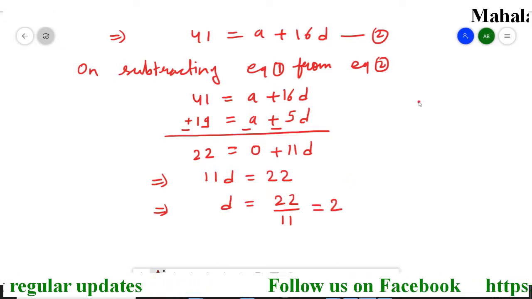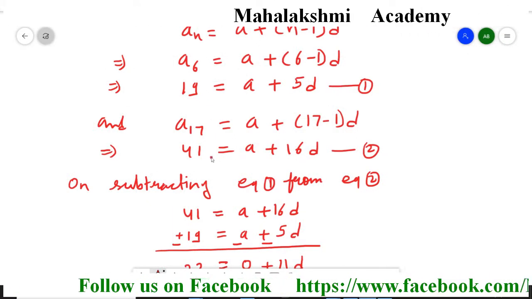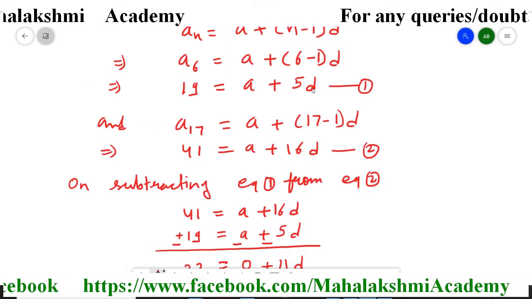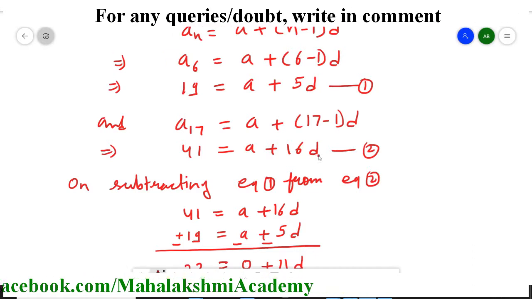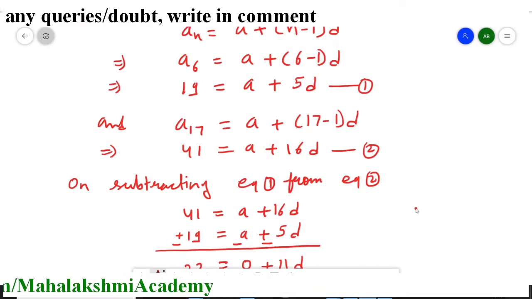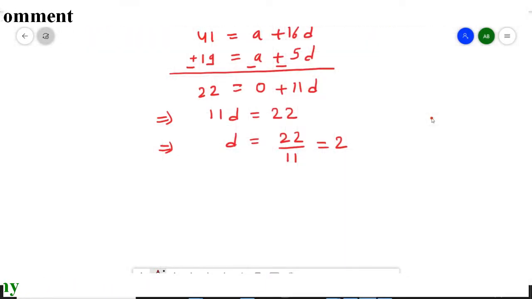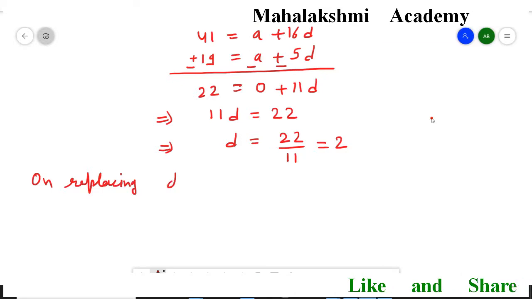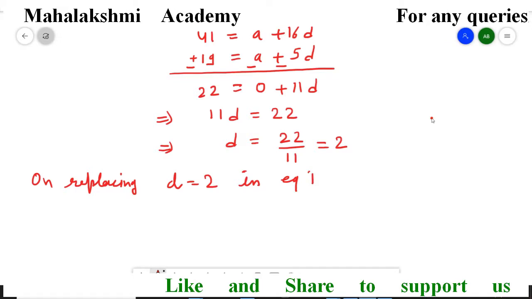Now we obtained the value of d. We have two equations, equation first and equation second. In any one equation, we are going to replace the value of d, and that will give us the value of a. Again, it's your choice. So we'll write, on replacing d equal to 2 in equation first.